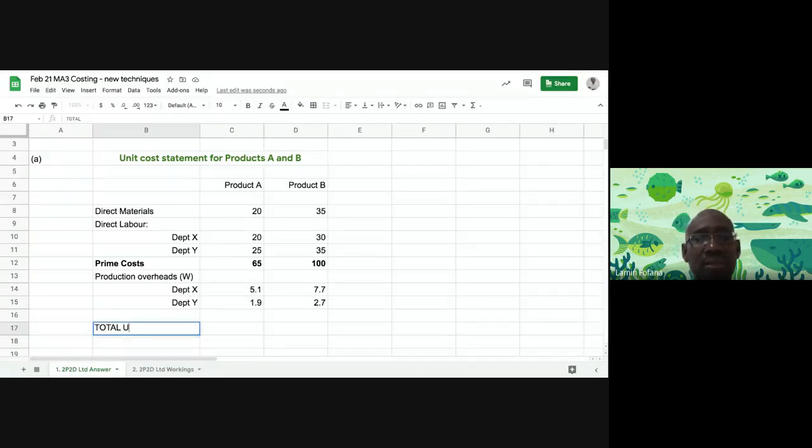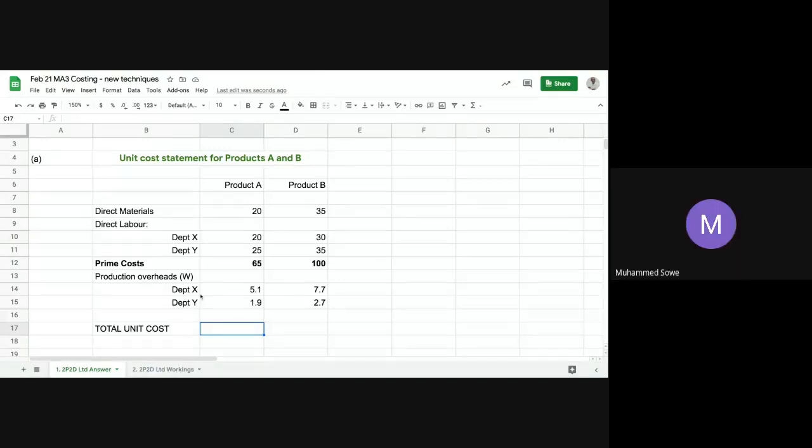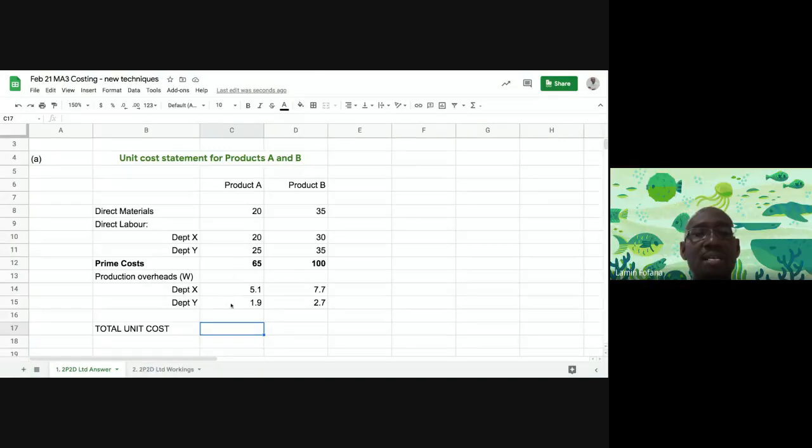So now let's find our total unit cost. So our total unit cost will consist of what and what? The prime cost and the overheads. Excellent. The prime cost plus the overhead. So what formula are we going to put here?